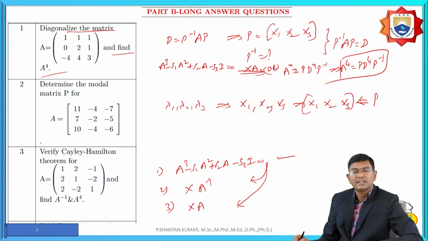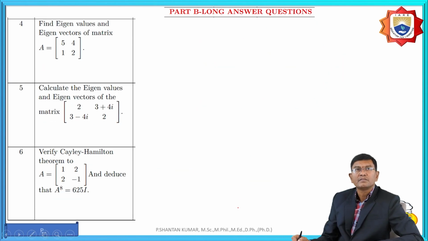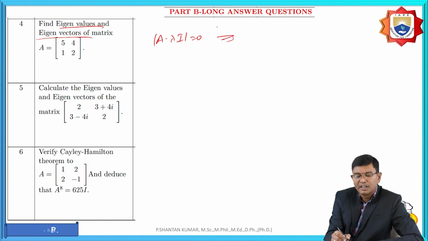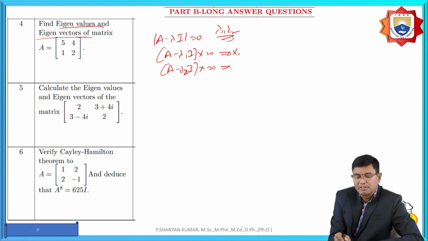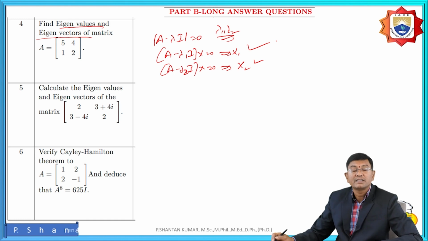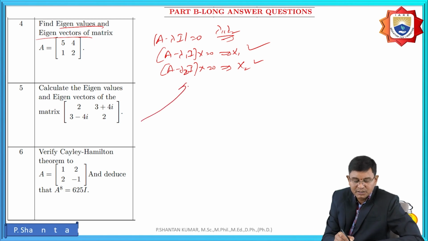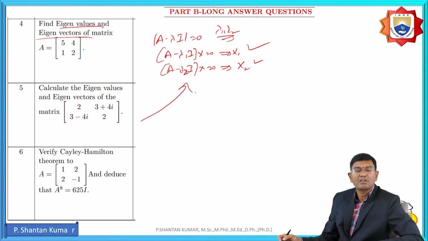We get the matrix A inverse and also A power 4. And finally, find the eigenvalues and eigenvectors, that is, determinant of A minus lambda I is equal to 0. We get lambda 1, lambda 2. Similarly, A minus lambda 1 I into x is equal to 0, we get x1. And similarly, A minus lambda 2 I into x is equal to 0, we obtain x2. These are the eigenvalues and eigenvectors. Next, further calculate the eigenvalues and eigenvectors. This is the same as the above one in the fourth problem.